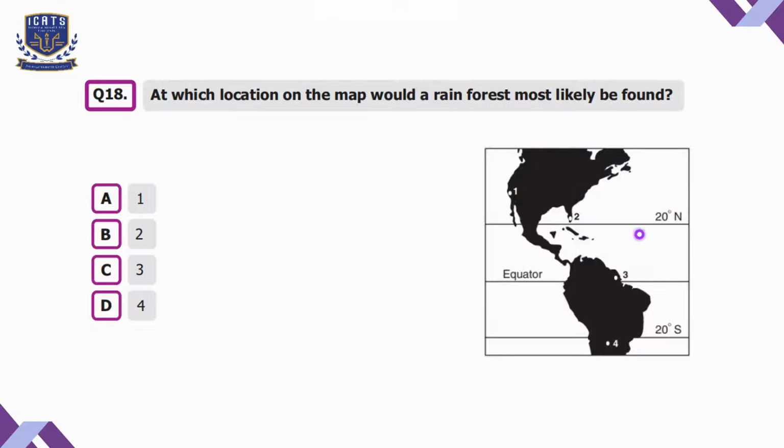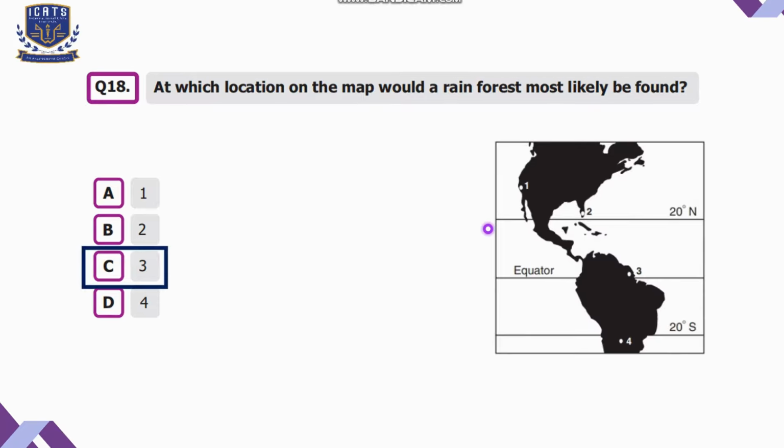Whereas location 2, which is 20 degrees north, could have a tropical wet-dry climate or even deserts. Like India has monsoon but not typically rainforest. Location 1, which is roughly 30 degrees north, mostly has dry areas like the Sahara. And location 4, at 20 degrees south, could have some tropical areas but not the main rainforest belt. So we will select option C here, location 3.